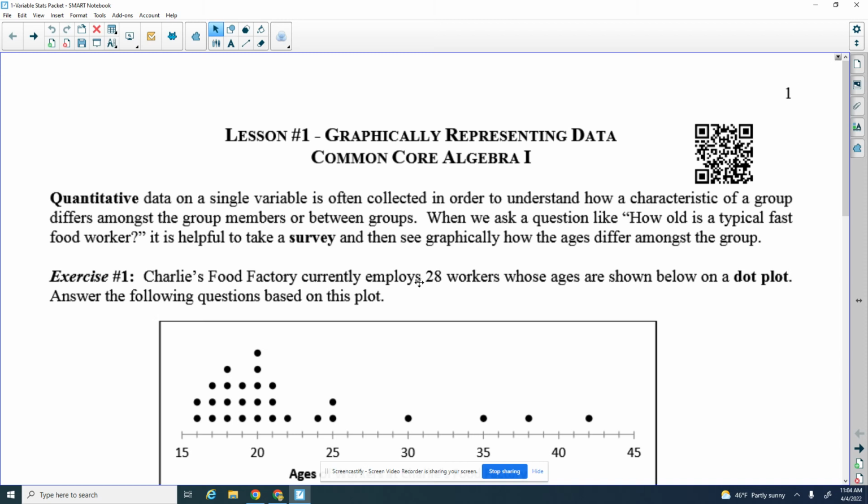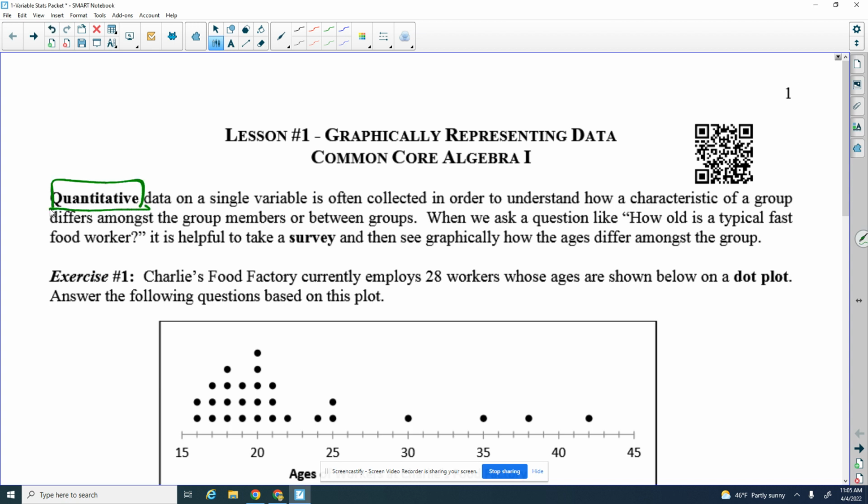So this is the first lesson in our statistics unit. And for lesson one, we're just going to be working on page one. We're looking at graphs and how data is represented in graphs. So before we get started, we have a couple of vocabulary words.